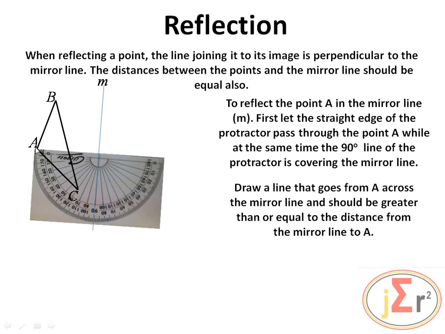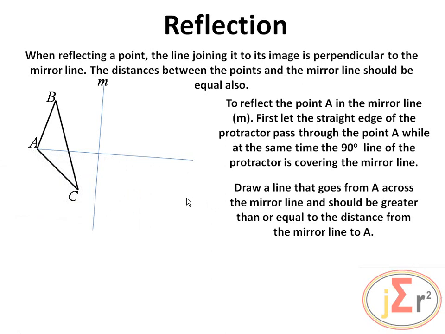Now we are going to draw a line from A across the mirror line to the other side where we will locate the image of A. However, the distance between A and the mirror line should be equal to the distance between the mirror line and the image of A. Therefore, the line that we are drawing should go somewhat beyond, or at least equal to the same distance that we are going to determine from A to the mirror line. So let's see how that is done. We are going to draw the line first. There we have the line.